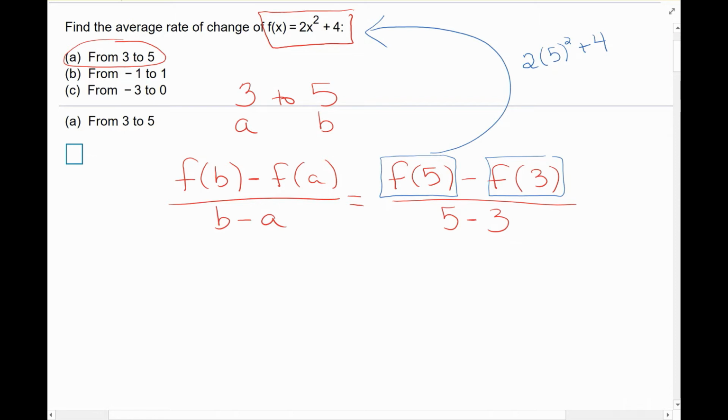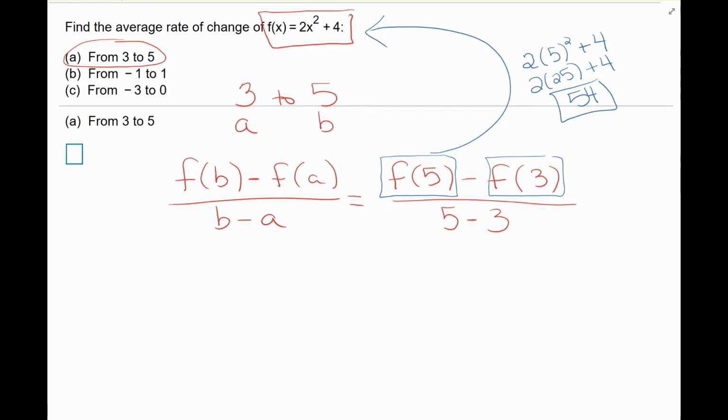So in place of the x, I put a 5. Now let me simplify this. What's 5 squared? 25. What's 25 times 2? 50. And what's 50 plus 4? 54. Okay? That's going to be for the first box, right?